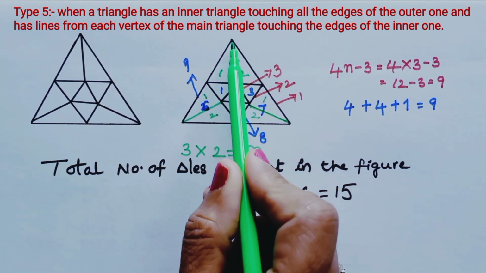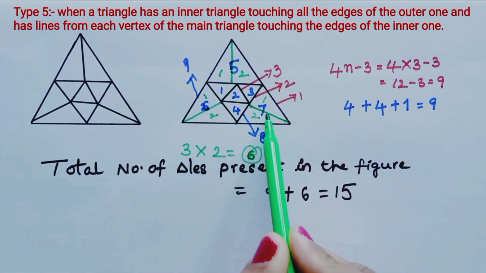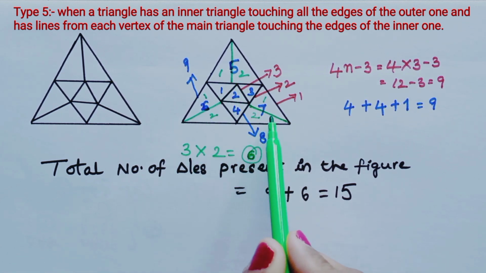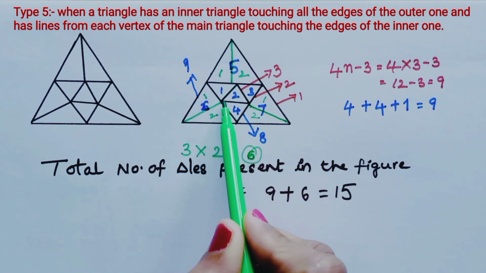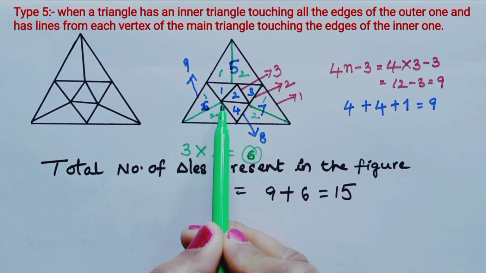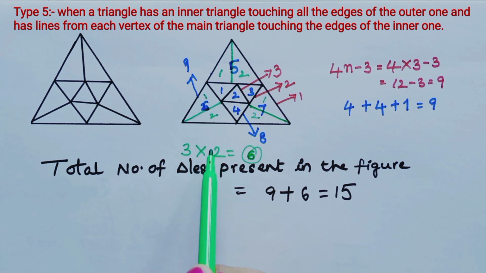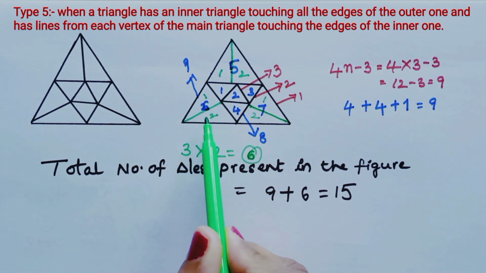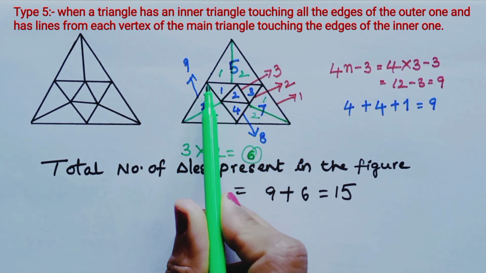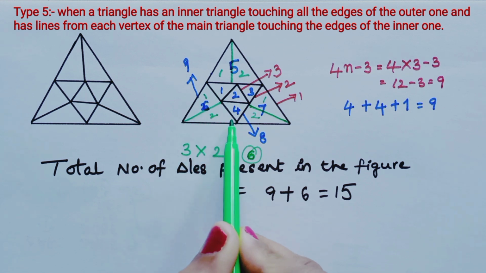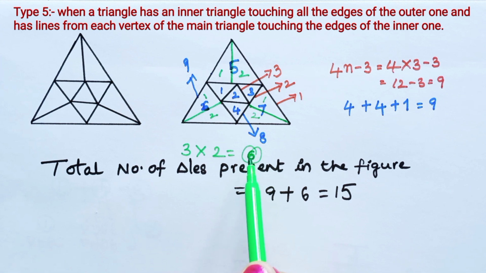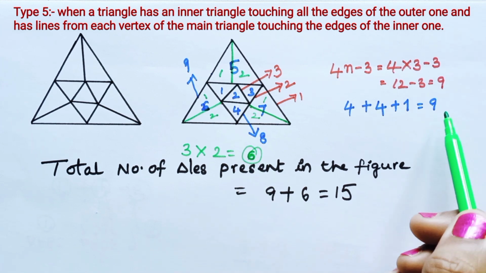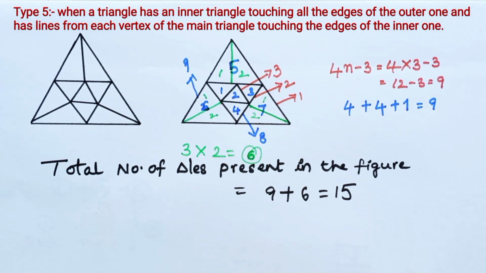So there are 3 triangles, 5, 6, 7. These 3 triangles are divided by the lines coming from each vertex of the main triangle, and these lines divide each triangle into 2 parts. There are 3 such triangles, 5, 6 and 7, which are divided by the vertical lines into 2 parts. 3 into 2 is equal to 6. So the total number of triangles present in the given figure is 9 plus 6, which is equal to 15.